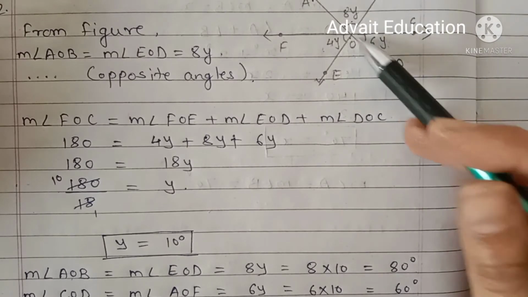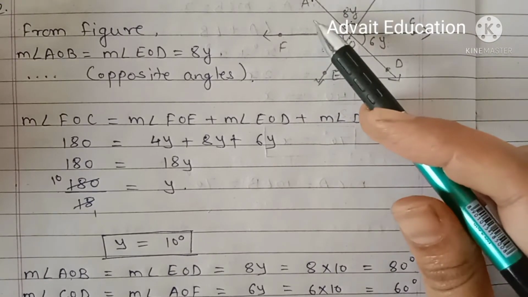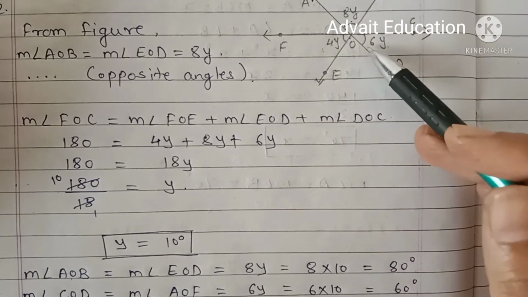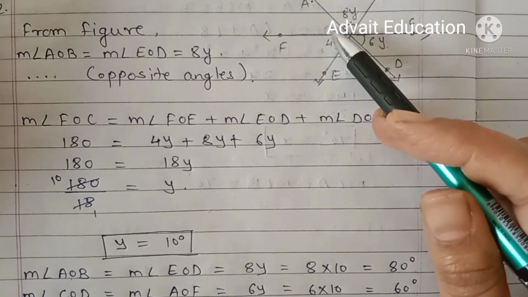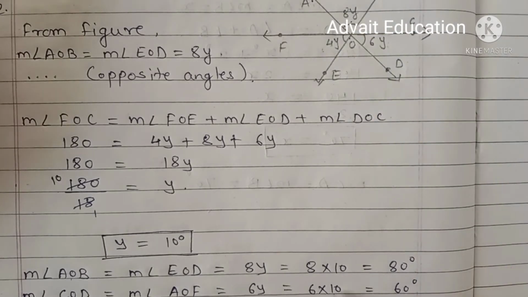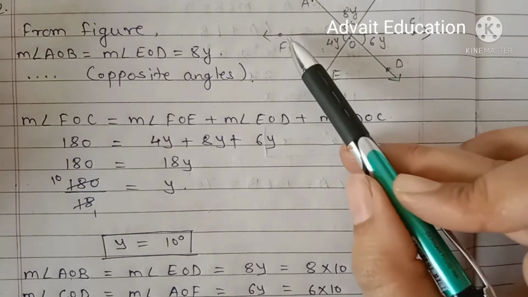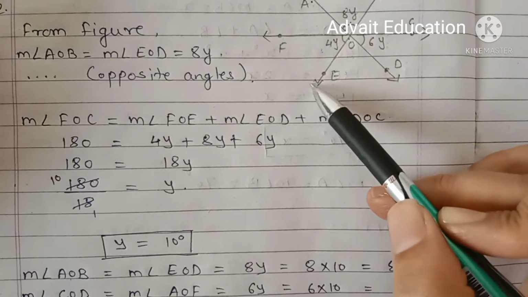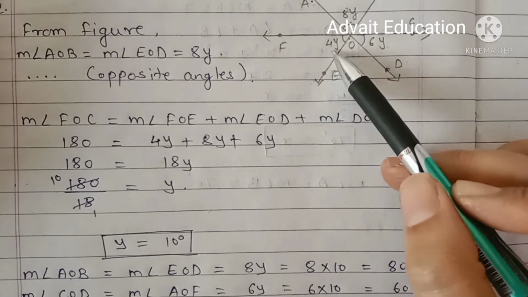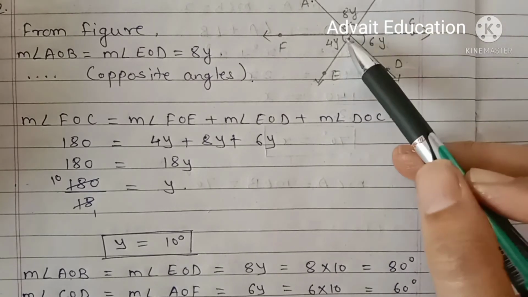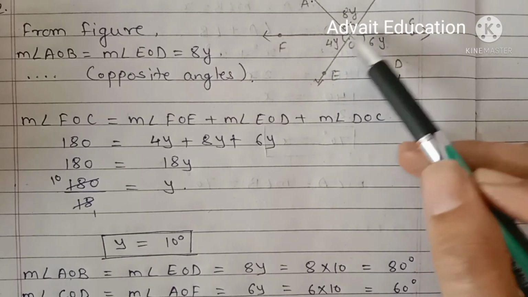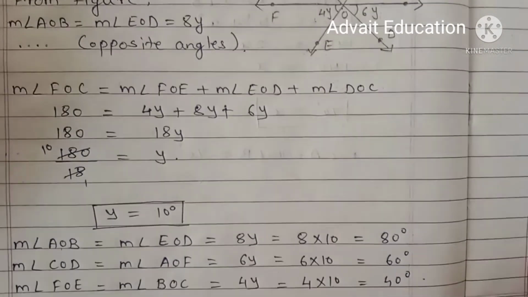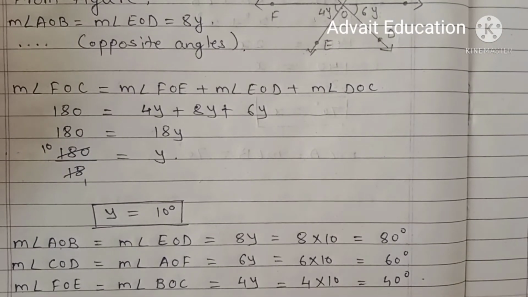Second, DOC means this angle opposite to this angle AOF. This angle is 6y, sorry, means this angle is also 6y. 6 into 10 means 60. And last angle FOE. Their opposite angle is BOC. Means this angle is 4y. This angle is also 4y because opposite angles. And 4 into 10 means 40 degree.